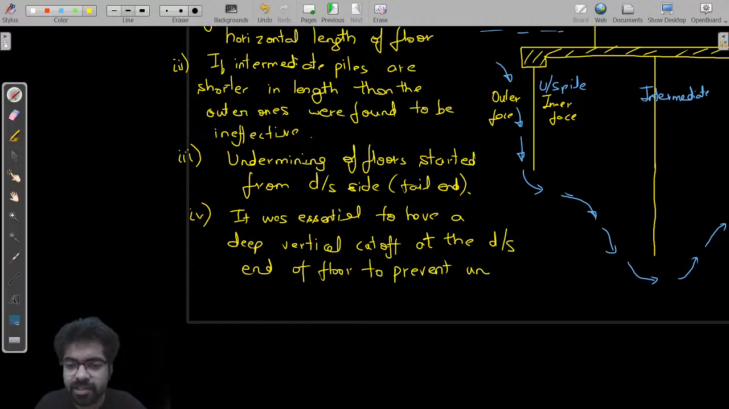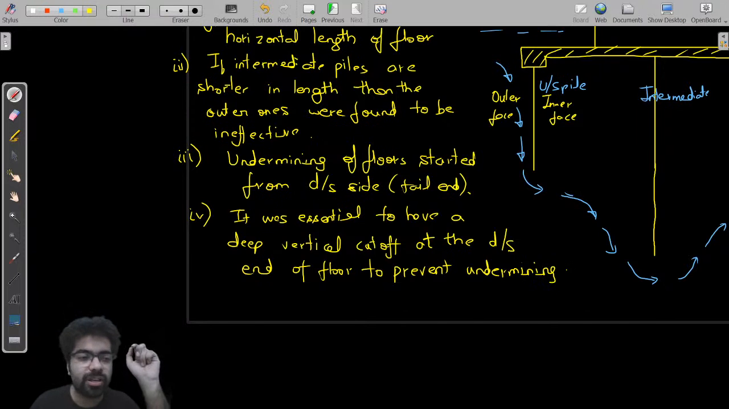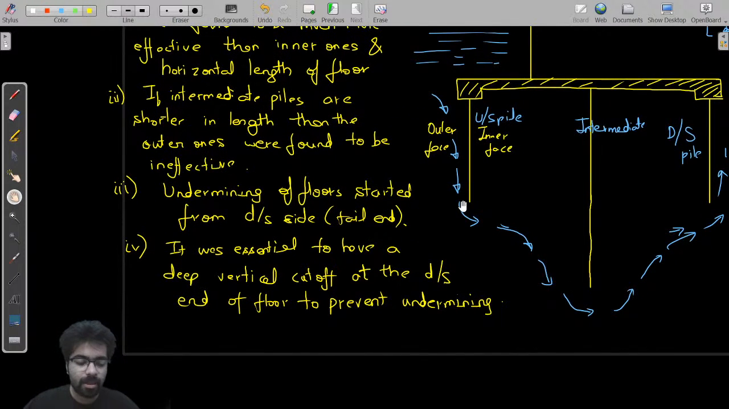Undermining is nothing, simply erosion of the soil beneath the floor. Under means below the floor. Mining means you are eroding it, you are eroding the soil. Okay, these were the four conclusions which were drawn by Khosla.